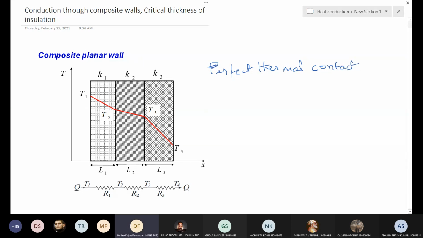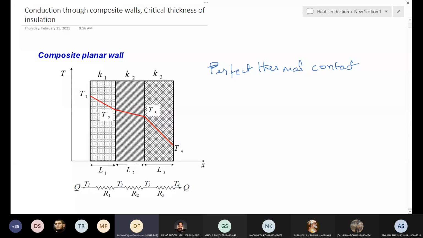What does that mean? Every molecule or atom of the first wall touches the neighboring wall's atoms. That is highly impossible. You have studied material science, so you already know about surface roughness and everything.